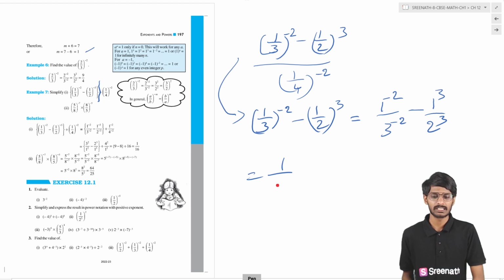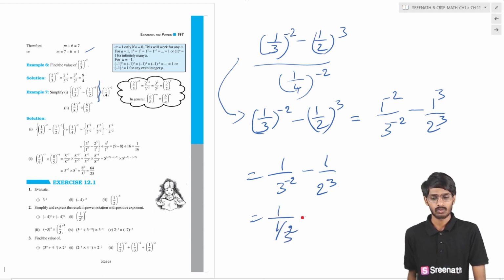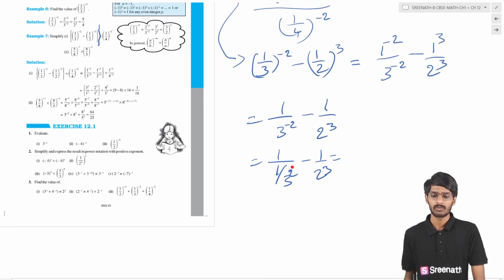So, or just simply leave it as 1 by 3 square minus 1 divided by 2 cube. Okay students, so this 3 power minus 2 will become 3 power 2 whenever it goes up, which means that is 1 divided by 3 power 2 minus 1 by 2 power 3. So it will become how much? It becomes 3 square minus 1 by 2 cube. Okay students, it will look like that.